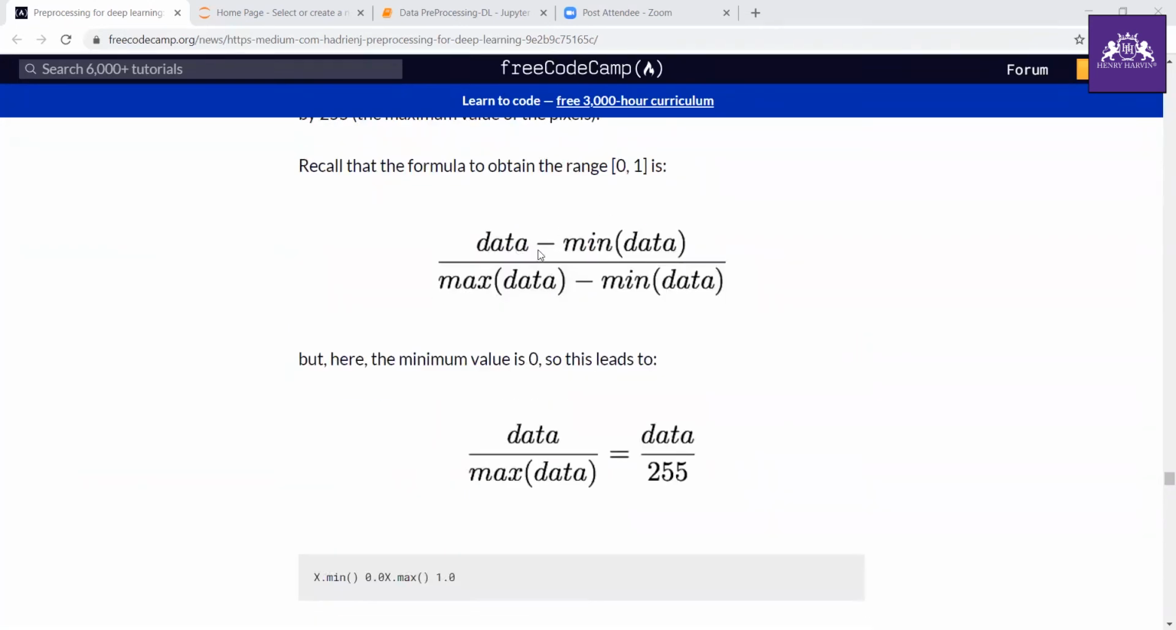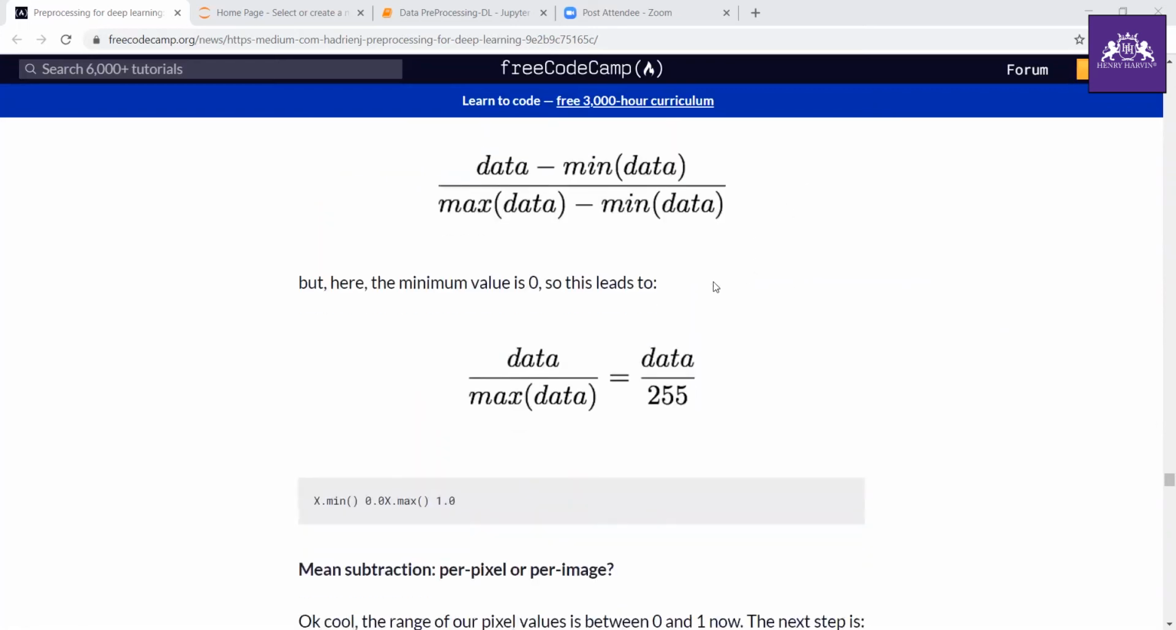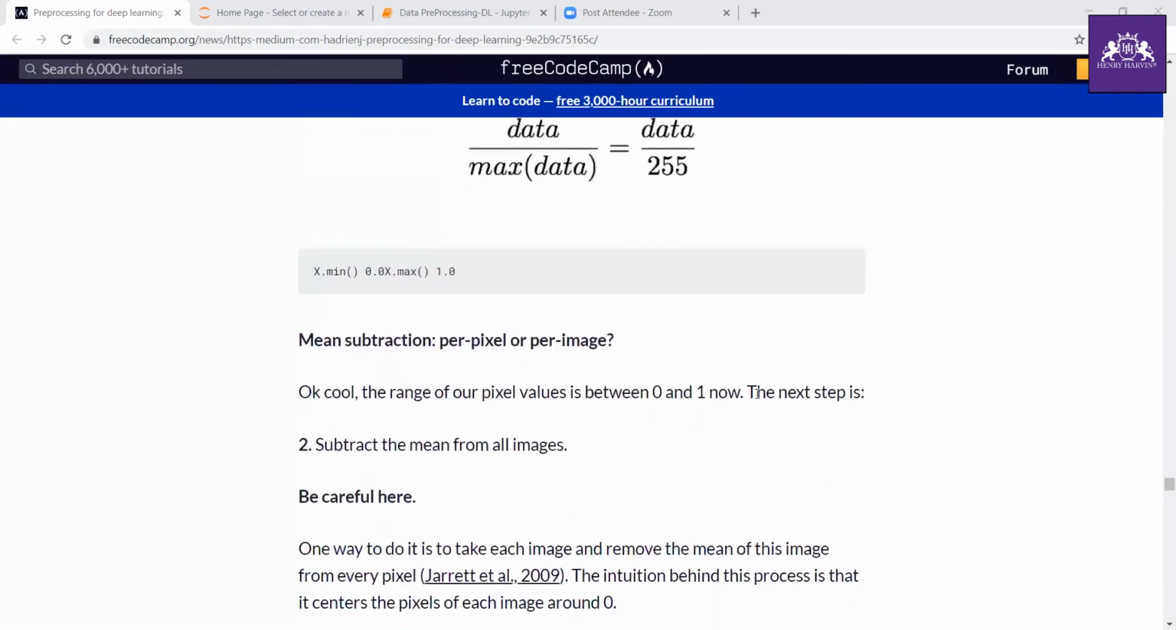Like data minus minimum of data over maximum minus minimum. This we have studied in machine learning: x minus x minimum divided by x max minus x minimum. Clear? Here the minimum value is 0, so we will have only data divided by the maximum of data, which is 255. When we do this mean subtraction, is it per pixel or per image? Okay, cool.